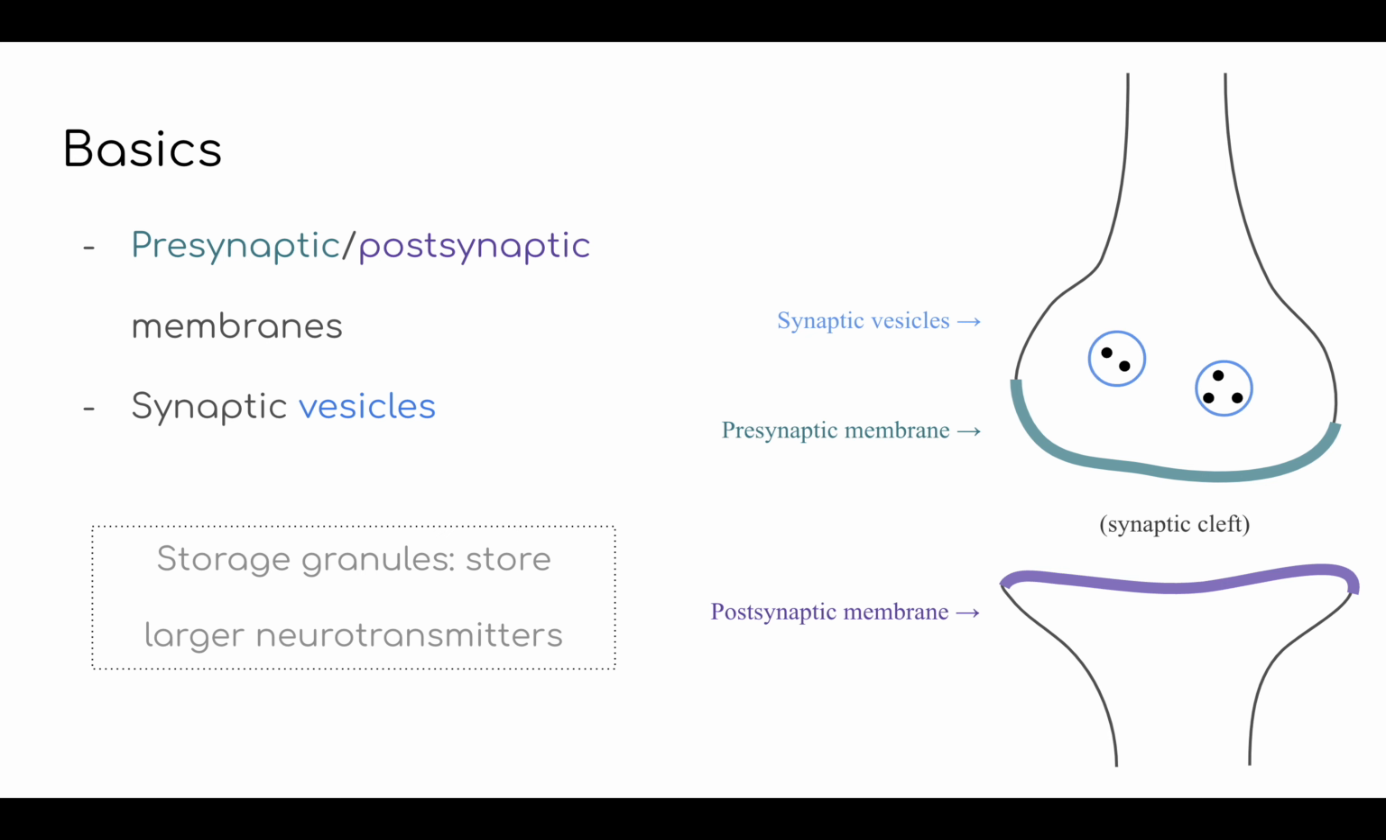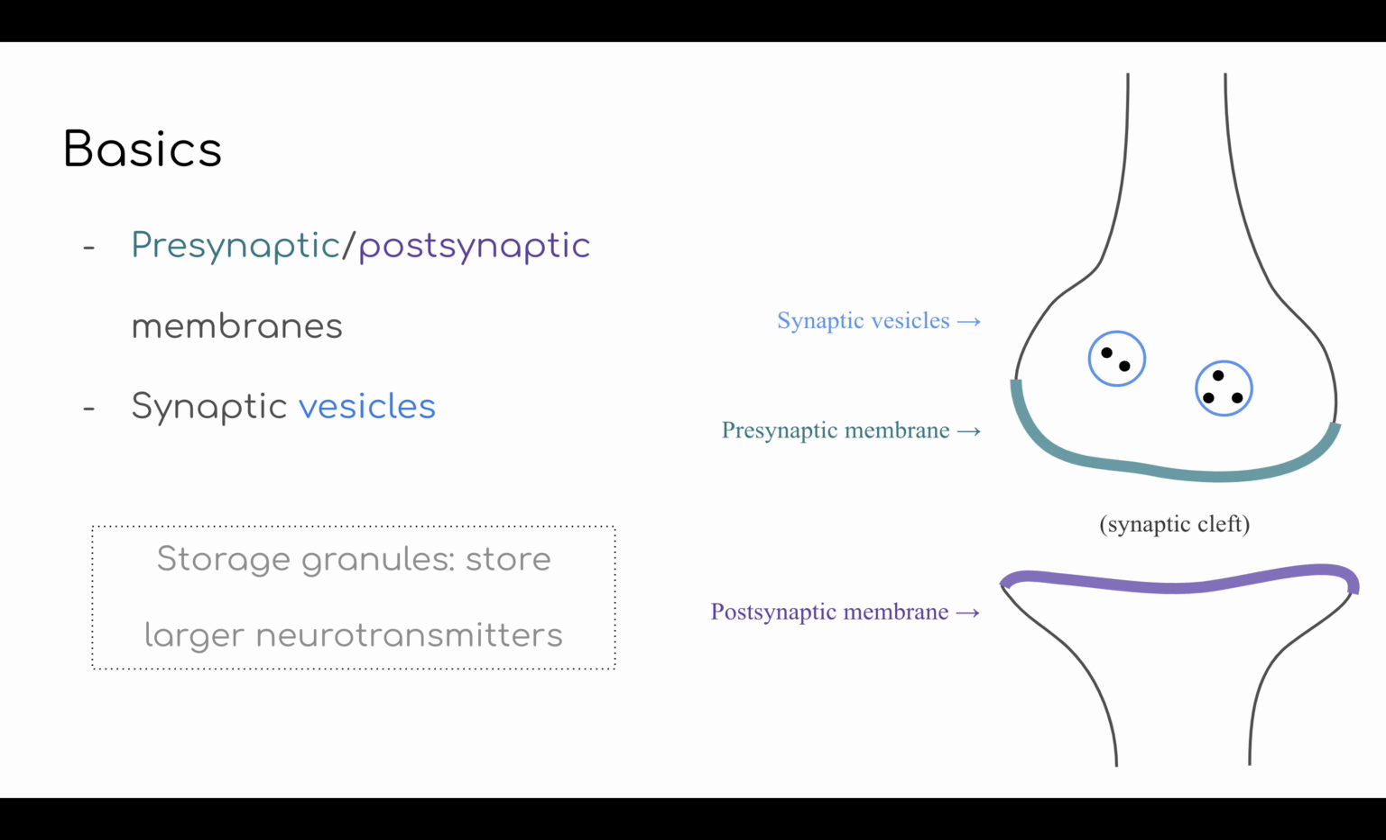You can see the synaptic cleft, that's just the space between two neurons, and you can also see the presynaptic membrane and the postsynaptic membrane. These are pretty aptly named, as the presynaptic membrane is prior to the synaptic cleft, pre, and it releases the neurotransmitters. And the postsynaptic membrane is after the synaptic cleft, post, and it receives the neurotransmitters.